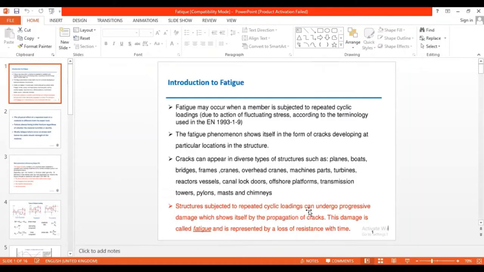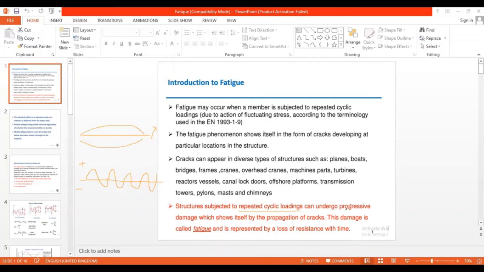Structures subjected to repeated cyclic loading. The words are important. Cyclic loading means the crest and the trough. Repeated cyclic loading means this is occurring again and again. It is like a sine curve, or you can say AC current. If you consider this as the positive side, this will be the negative side. So that will not rotate in this axis, it will rotate like this, positive and negative.